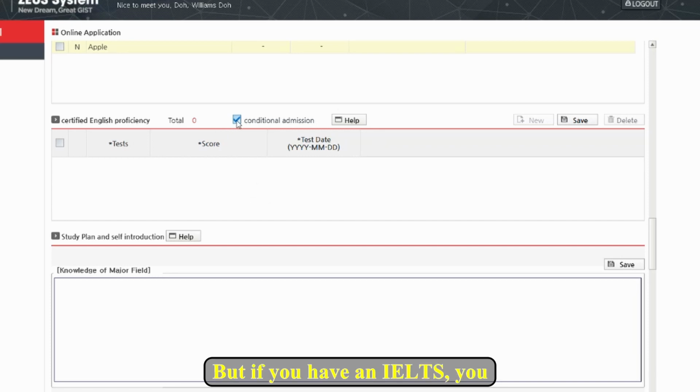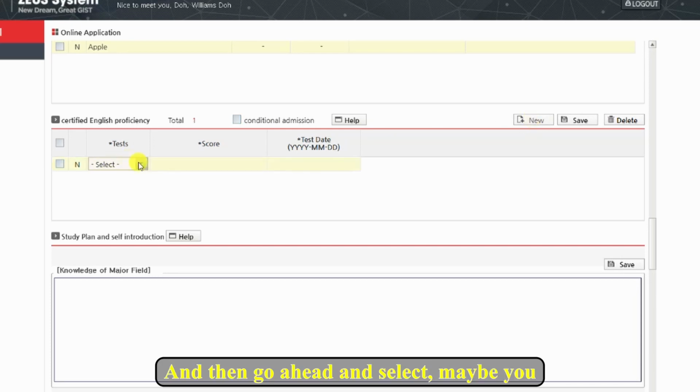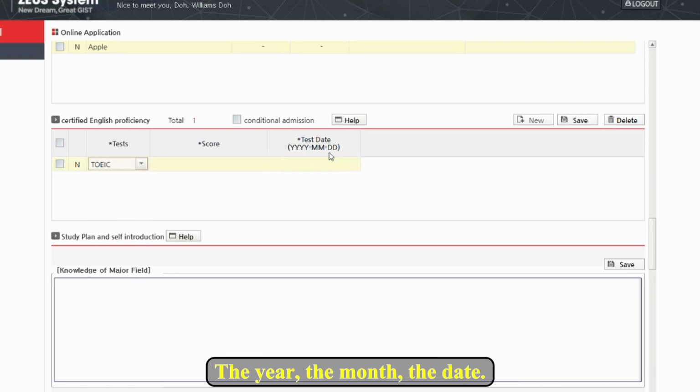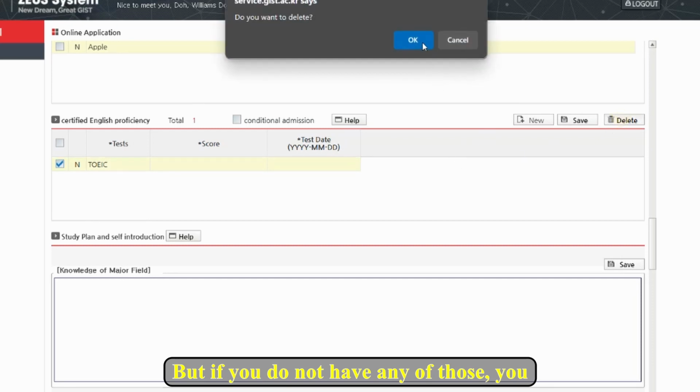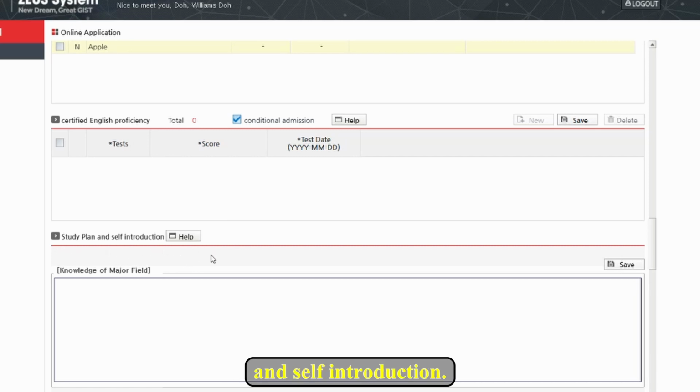But if you have an IELTS, you have to uncheck conditional admission and then click on new and then go ahead and select, maybe you have TOEIC, your score, your test date. It's very important, the year, the month, the date. But if you do not have any of those, you can apply with conditional admission. It's important. The next one is study plan and self-introduction.